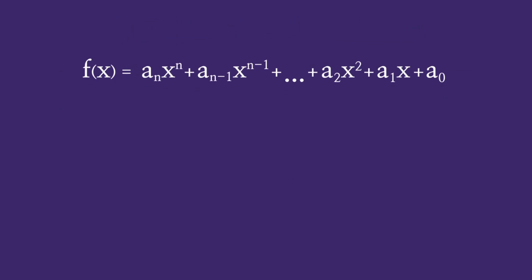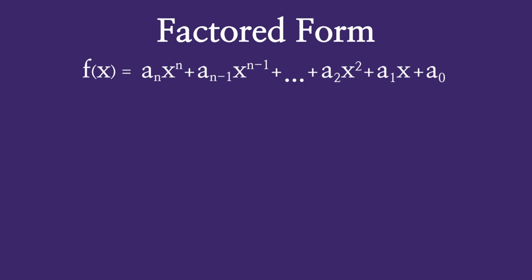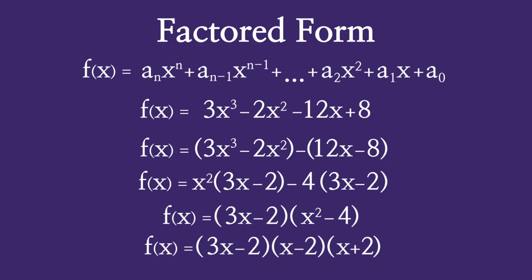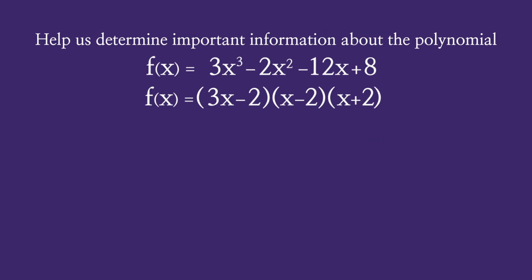Polynomials can also be expressed in a factored form, where we can separate the function into simpler building blocks, like the equation 3x cubed minus 2x squared minus 12x plus 8, which can be factored down to (3x minus 2) multiplied by (x minus 2) multiplied by (x plus 2). With these two forms of the polynomial, we can distinguish important traits about the function.